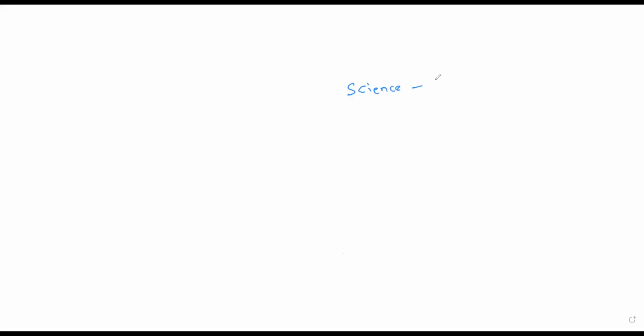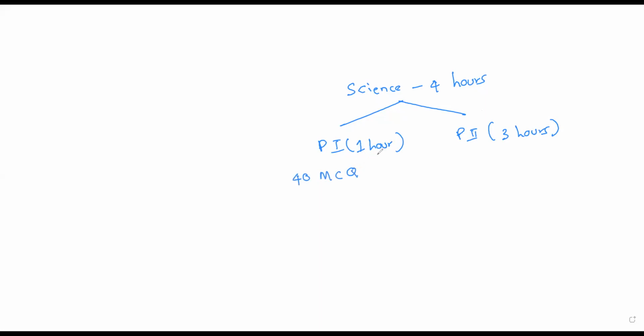Okay, so now when you take your science paper, children, actually the duration of the science paper is 4 hours. Okay, so you are going to get 2 papers, paper 1 and paper 2. Paper 1 is for 1 hour and paper 2 is for 3 hours. Paper 1, children, is completely MCQ. There are 40 MCQs in paper 1. Each MCQ consists of 2 marks. So you are going to get 80 marks for this paper 1. This is how you are going to get the marks.